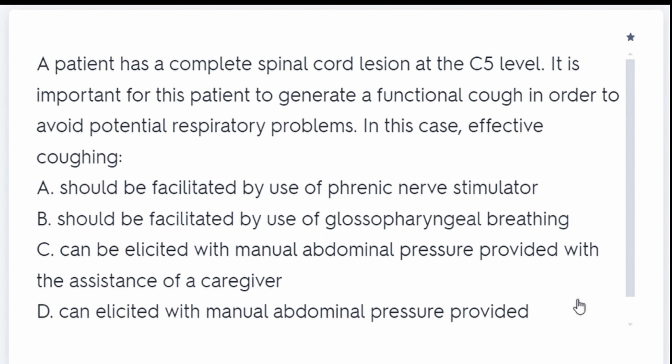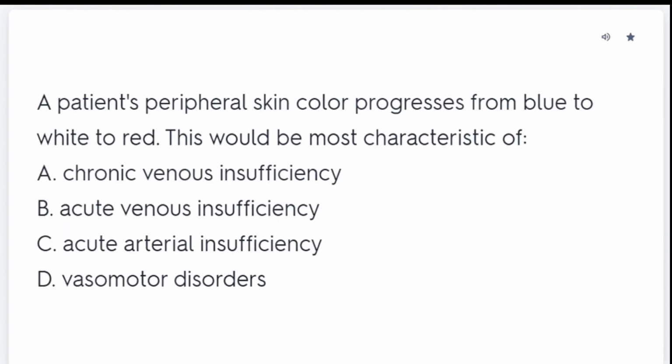A patient's peripheral skin color progresses from blue to white to red. This would be most characteristic of: A. chronic venous insufficiency, B. acute venous insufficiency, C. acute arterial insufficiency, D. vasomotor disorders.